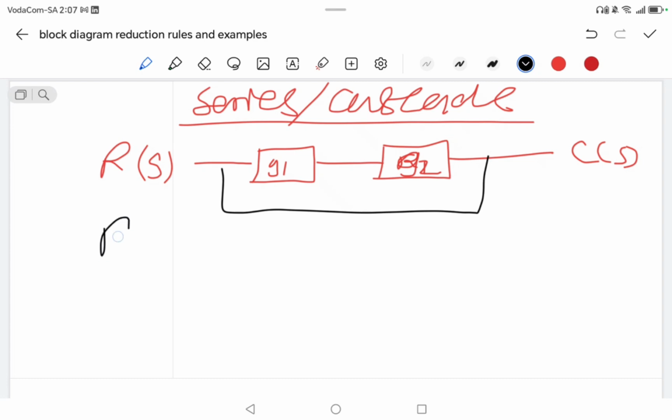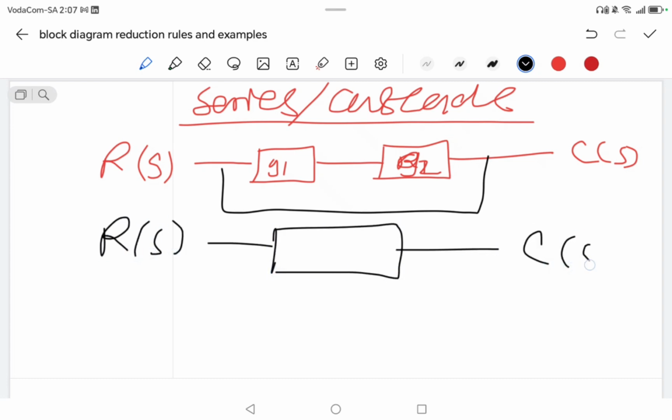To reduce this, it's just R of S, then we have one box again, then C of S, right? So what do we put in there? We put G1 multiplied by G2. That's how we deal with this. As simple as that. Series, we multiply the boxes that are in series.